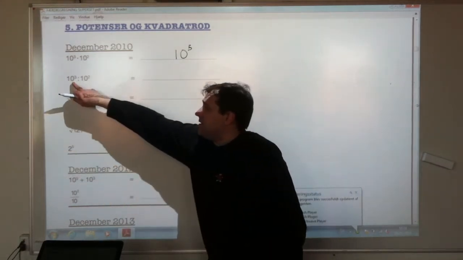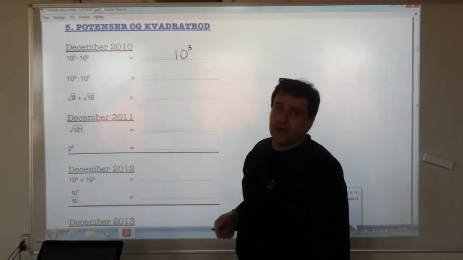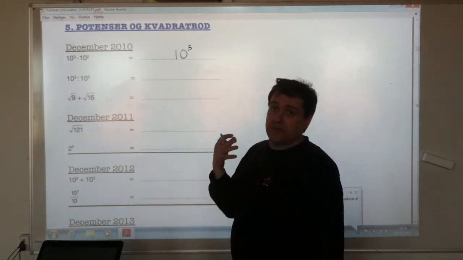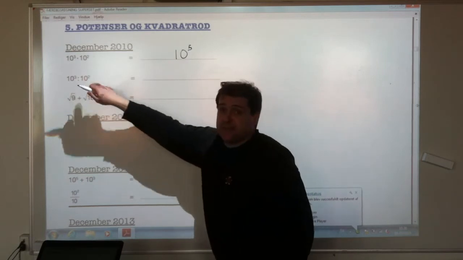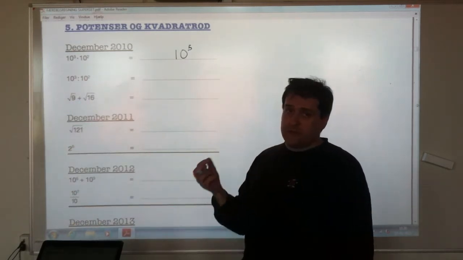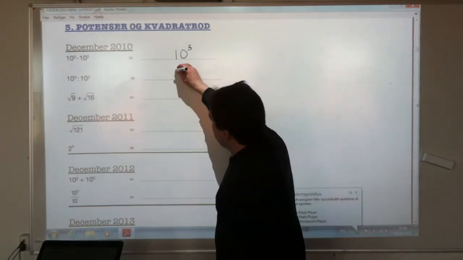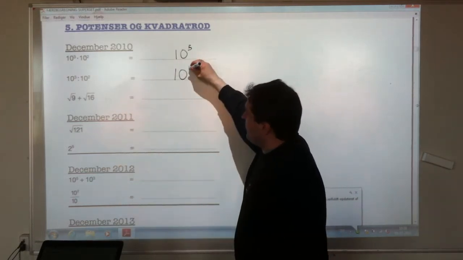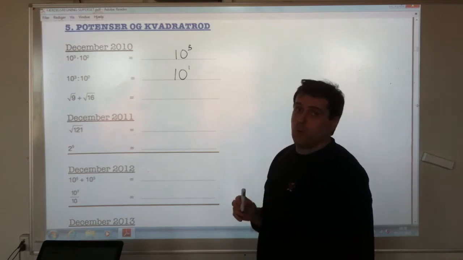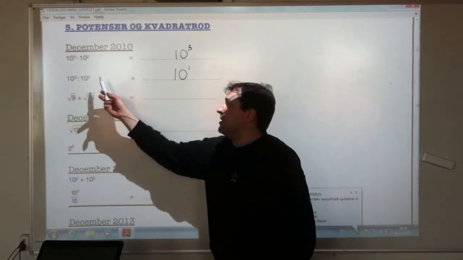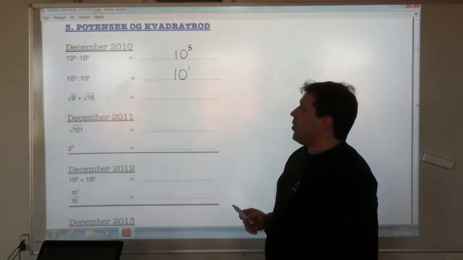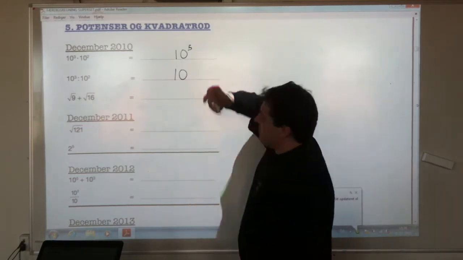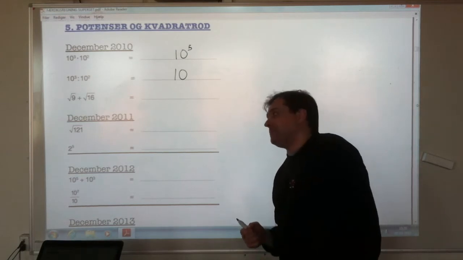Then the next one, 10 to the 3 divided by 10 to the 2. Now when you're dividing powers of the same thing, powers of 10 in this case, then the rule is subtract the powers, minus. So 10 to the 3 divided by 10 to the 2 is 10 to the power of 1, because you do 3 minus 2 is 1. Now anything to the power of 1 is just the number itself, so you get the marks for just writing 10.